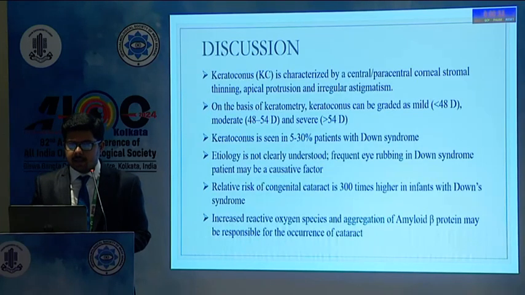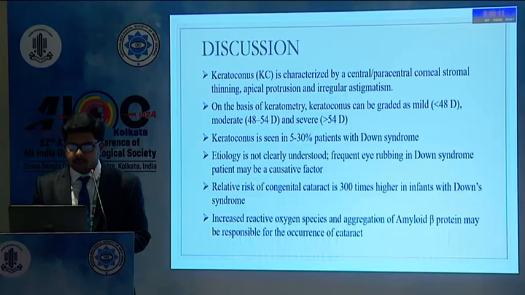Keratoconus is characterized by a central or paracentral corneal stromal thinning, apical protrusion, and irregular astigmatism. On the basis of keratometry, it can be graded as mild, moderate, and severe. Keratoconus can be seen in up to 5 to 30% of patients with Down syndrome. However, the etiology is not clear, and frequent eye rubbing in Down syndrome patients may be a causative factor.